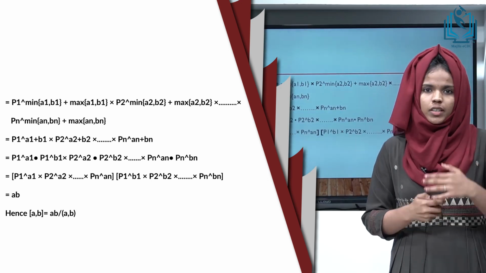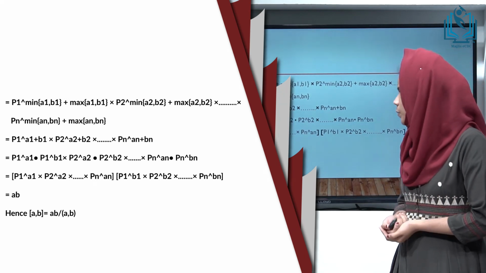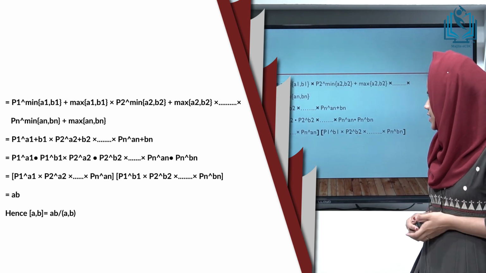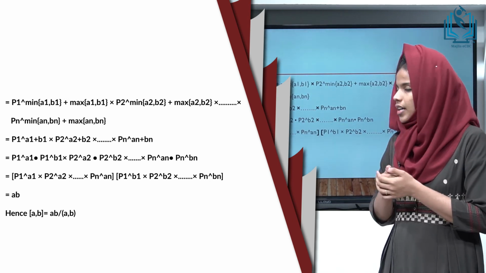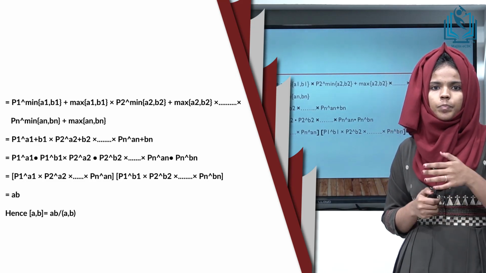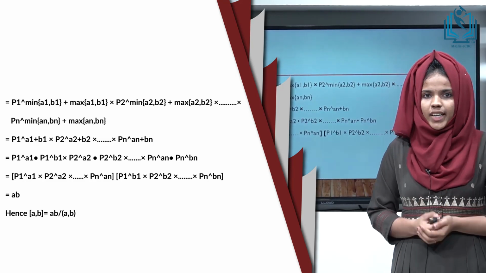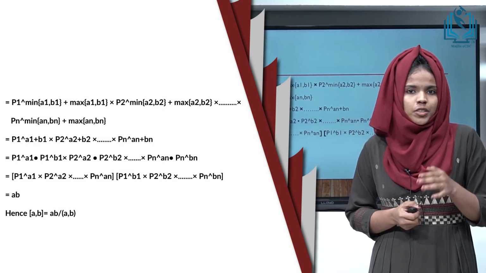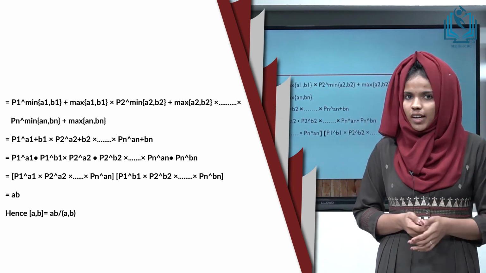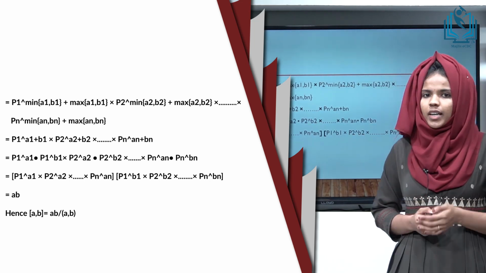Then we have to write all A terms together and then B terms. So, P1 raised to A1 into P2 raised to A2 into etc. into Pn raised to An into P1 raised to B1 into P2 raised to B2 into etc. Pn raised to Bn, which is equal to AB. So, we get GCD of A and B into LCM of A and B is equal to AB. Hence, we can write LCM of AB is equal to AB divided by GCD of AB.